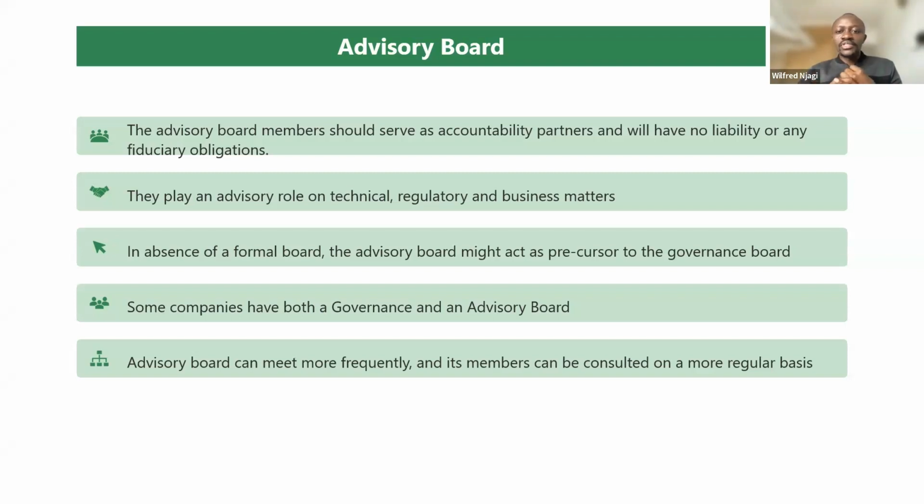They should serve as accountability partners with no liability or any fiduciary obligation. They play an advisory role. It can be a technical advisory role. For example, you're building a hardware or a technology product that requires a bit of oversight from people who have done that before. You know, people who have built products, people who have scaled technology companies. Those are good people to have on your advisory board, and they can advise you on matters technical.